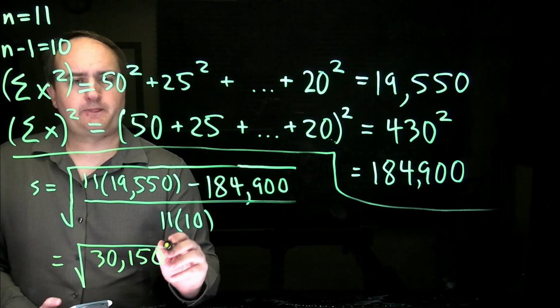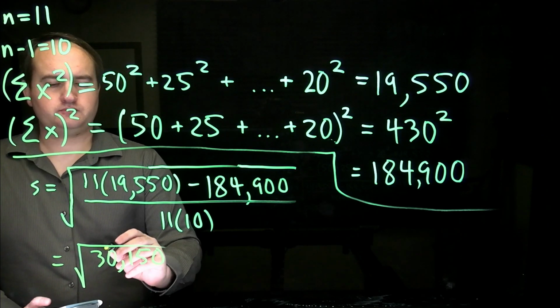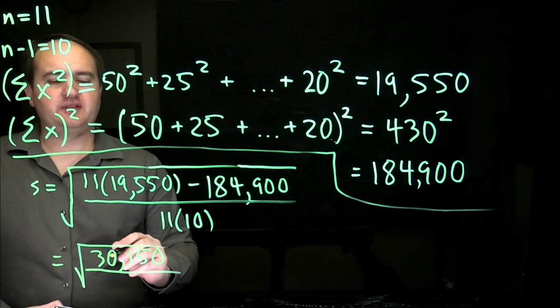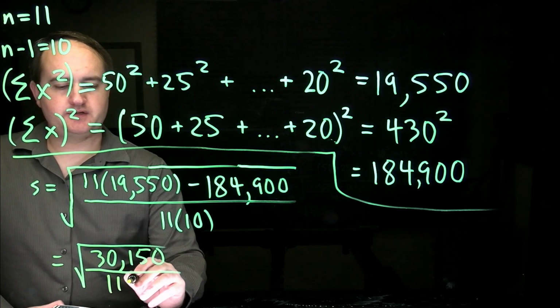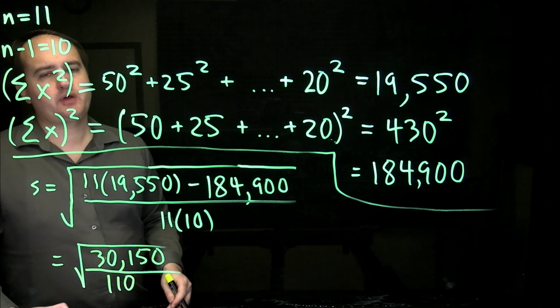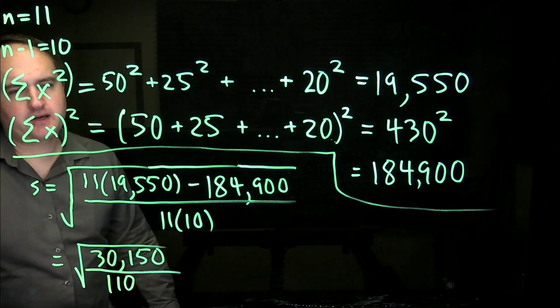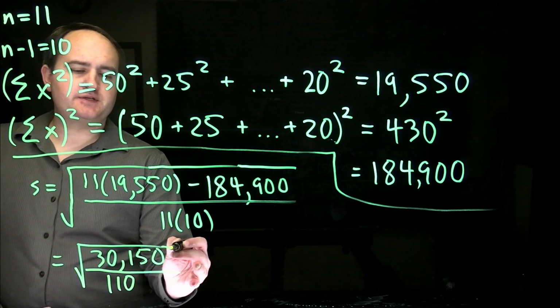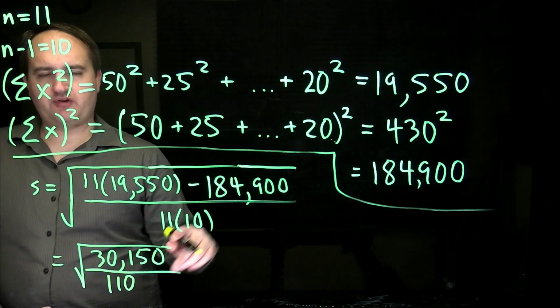Okay, so we have the square root of 30,150 all over 11 times 10, and 11 times 10 is 110. Probably don't need a calculator for that, just your times tables. Okay, only thing to notice here is the square root goes around this whole fraction.